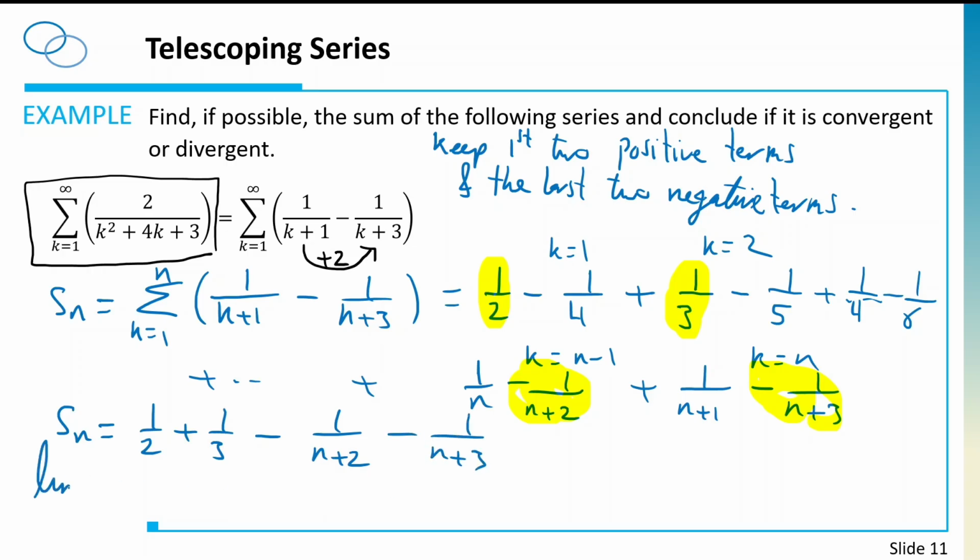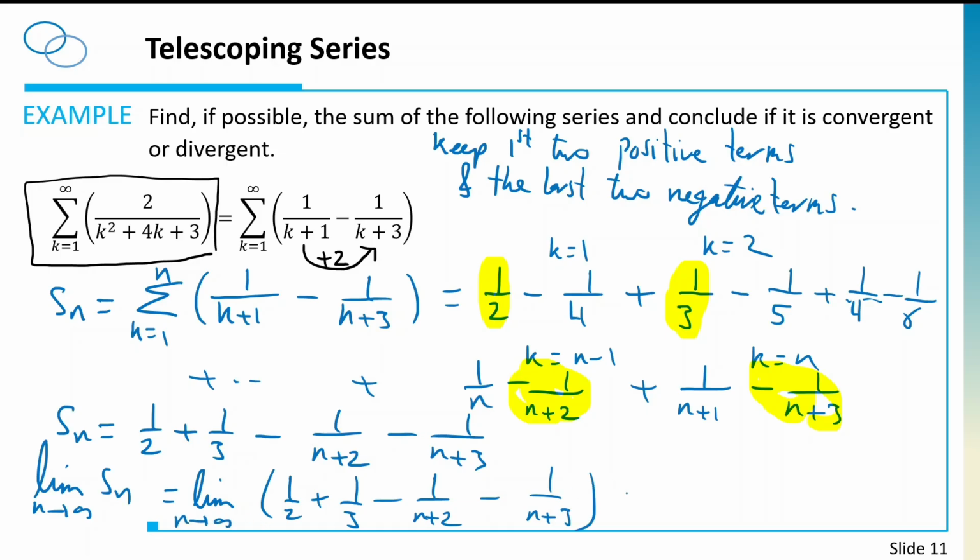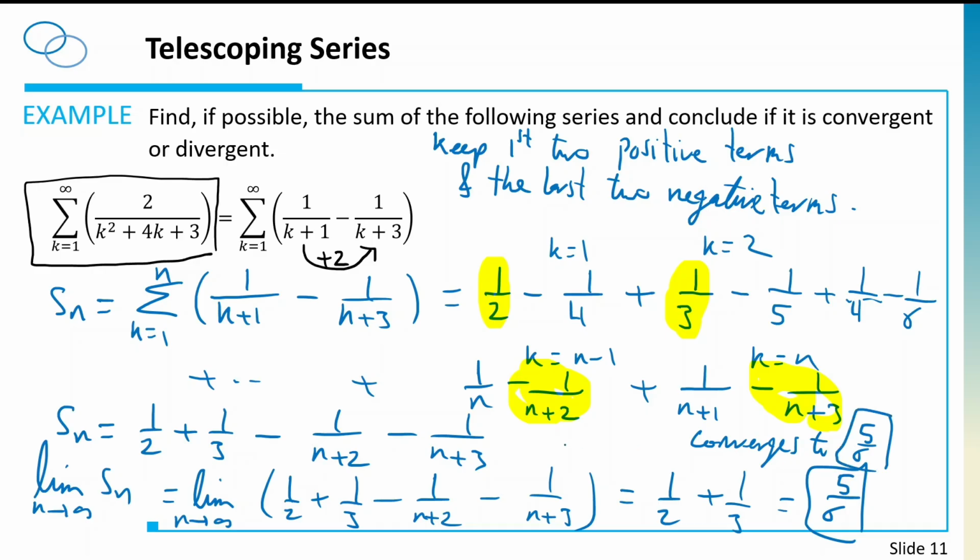Take the limit of Sn as n approaches infinity. It equals the limit of half plus 1 over 3 minus 1 over n plus 2 minus 1 over n plus 3 as n approaches infinity. These two will cancel out with 0, and you end up with half plus 1 over 3, which equals 5 over 6. So we can easily say that this sequence converges to 5 over 6. This is our final conclusion.